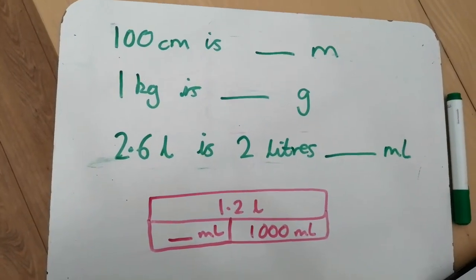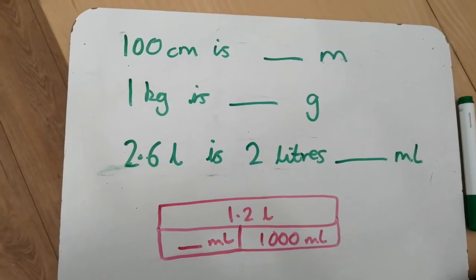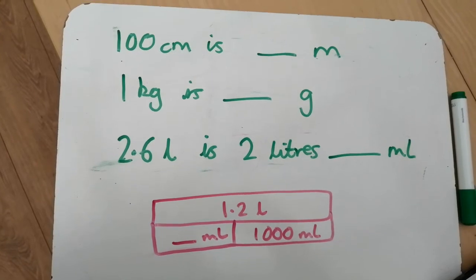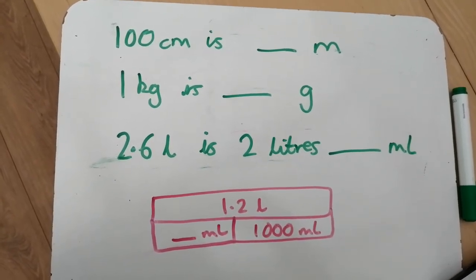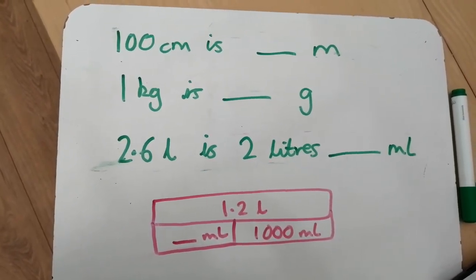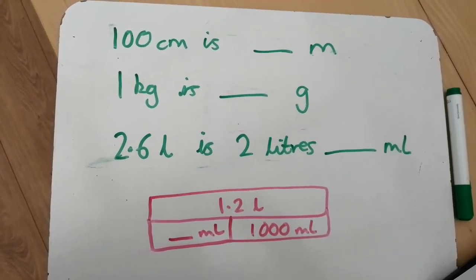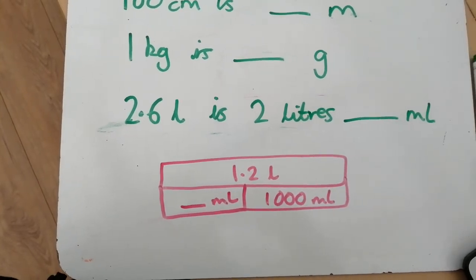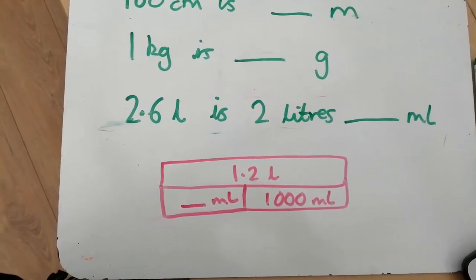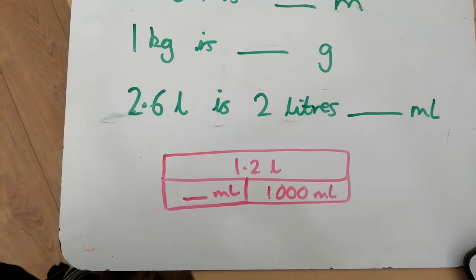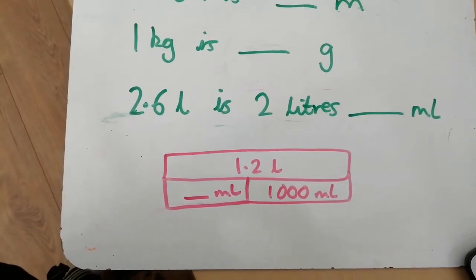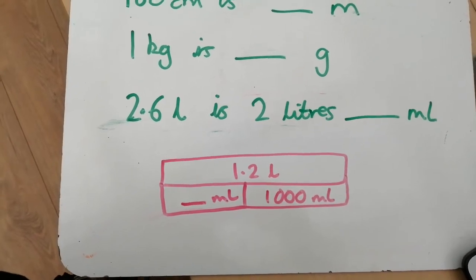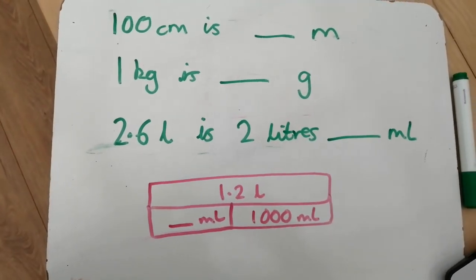Here's another couple of questions for you. Fill in the blanks. 100 centimetres is how many metres? 1 kilogram is how many grams? 2.6 litres is 2 litres and how many millilitres? And then there's a bar model there, 1.2 litres across the top, 1000 millilitres on the right hand bottom rectangle, and how many millilitres on the bottom left hand one. Pause the video and think about what you'd fill into the gaps.